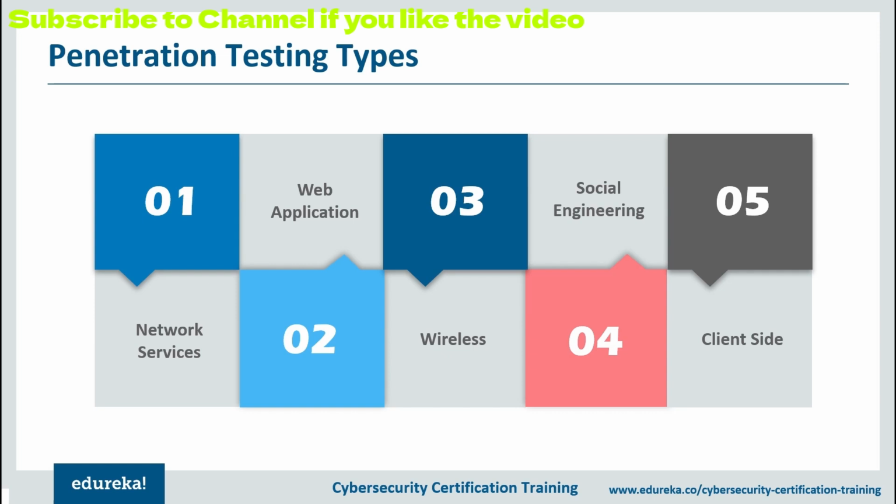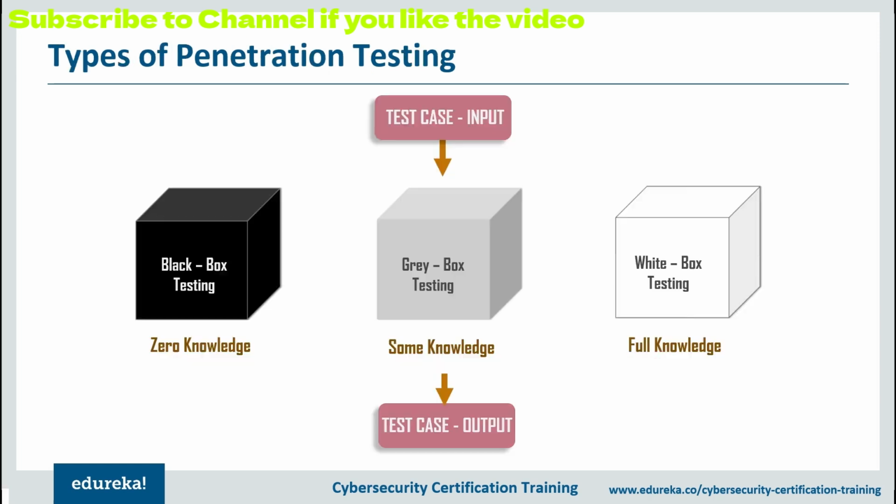Well, this is one way of categorizing penetration tests. Now there are two more ways. One is based on knowledge of target. Second one is based on position of penetration tester. So based on how much information a penetration tester knows, we have black box, gray box, and white box. So let's begin with white box.